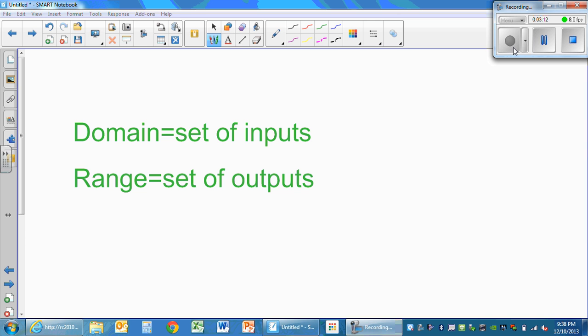Alright, next I'm going to remind you about domain and range. Domain is your set of inputs, and range is your set of outputs. So we can put anything in our input. That means it is our independent variable, and our range is our dependent variable.